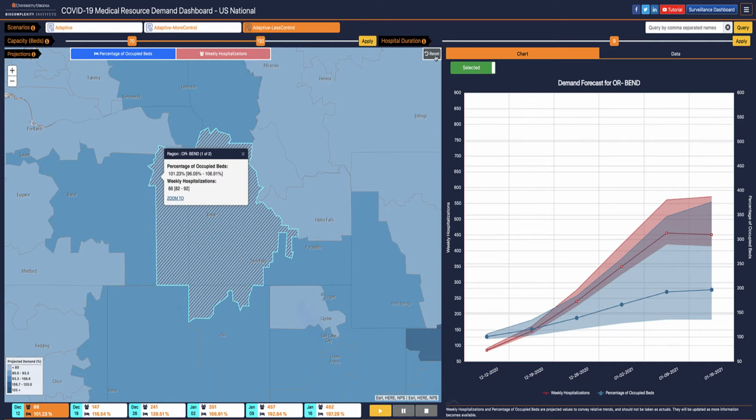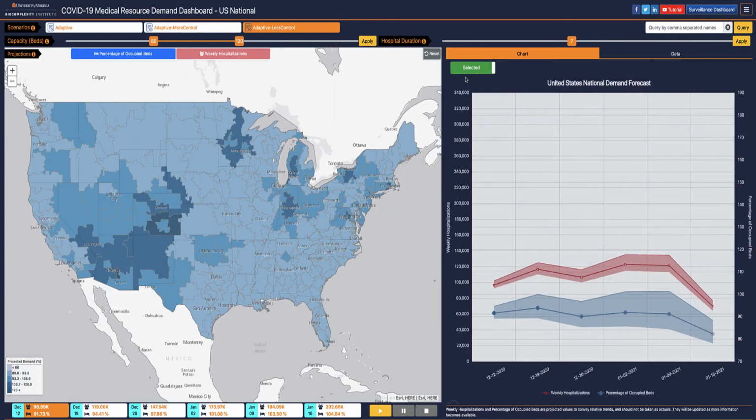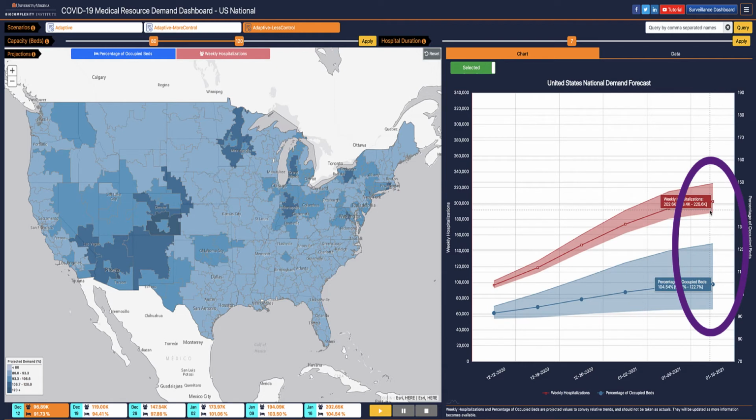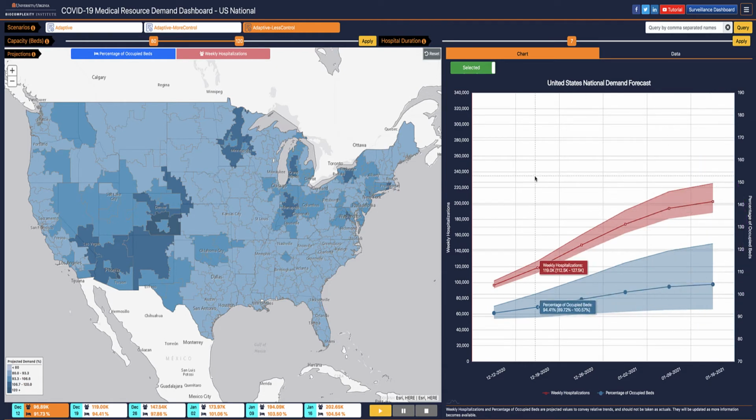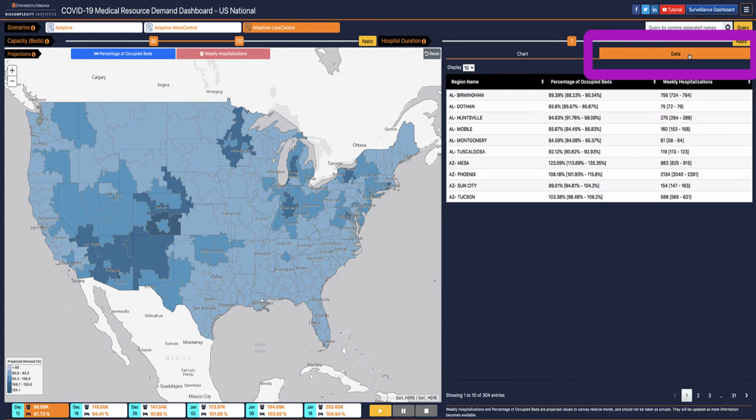Note the uncertainty bounds on the chart. The further out we project, the greater the uncertainty, as is typically true of forecasting and projecting in general. The Data tab allows you to see the values on the chart in tabular form for a closer numeric inspection.